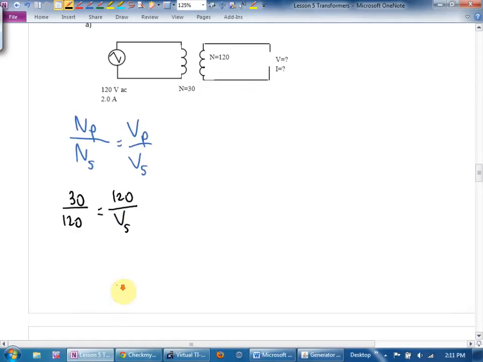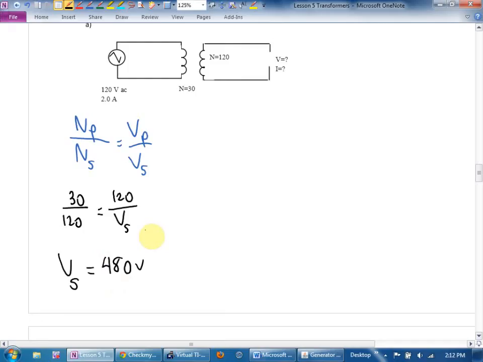What's the secondary voltage? Or am I totally wrong? 480. Extra zero in there. Dope. That seemed high to me. Good. 480 volts. By the way, step up or step down transformer? Step up. Okay. That's the voltages. Evan, what else did they ask us to find?